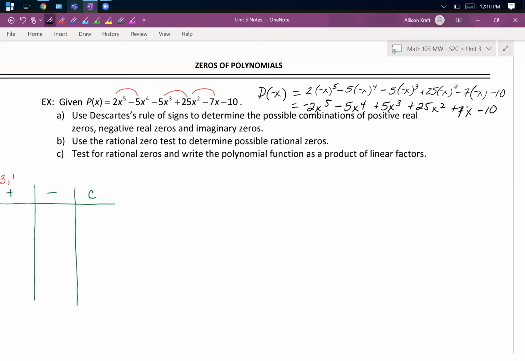So there is kind of a shortcut if you want to finding your p of negative x. Because of this whole even odd rule, raising a negative to either an even or an odd power, all you need to do is change the sign on the odd degreed terms. The even degreed terms stay the same, the odd degreed terms switch, and that gives you p of negative x if you're interested in a shortcut.